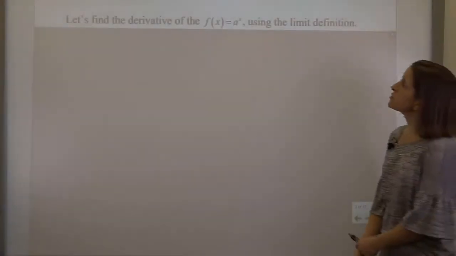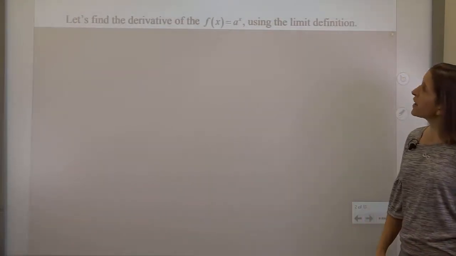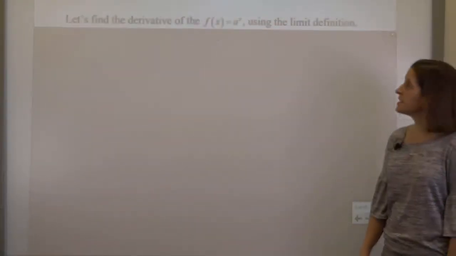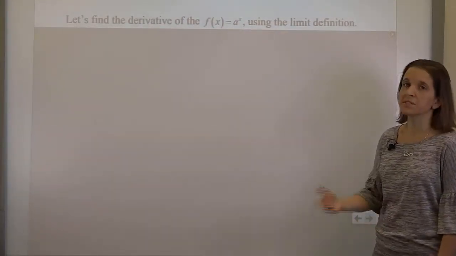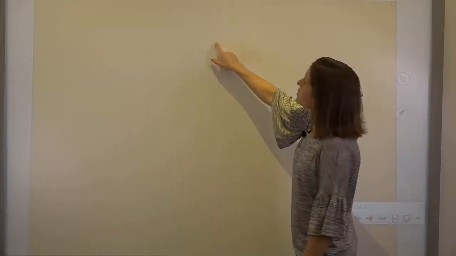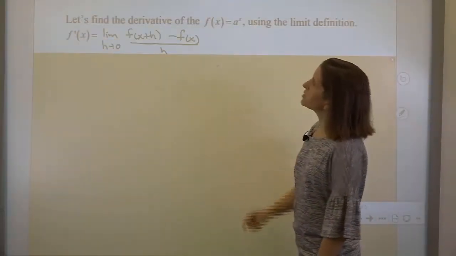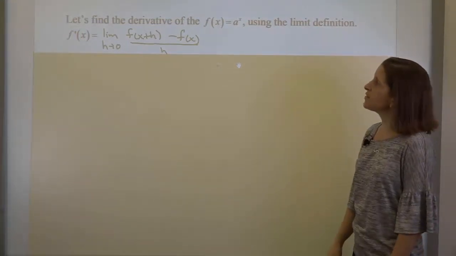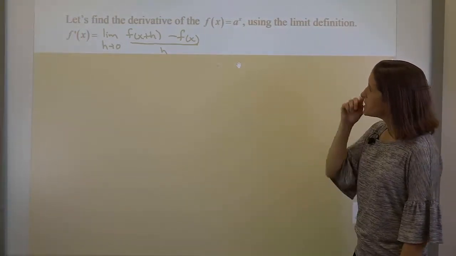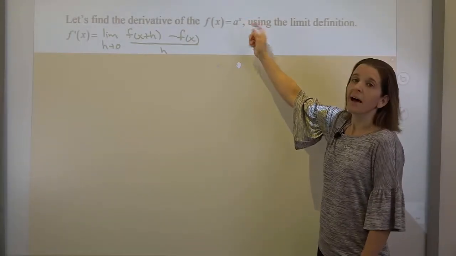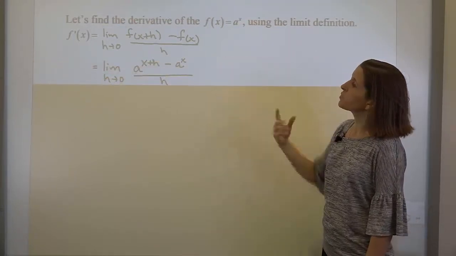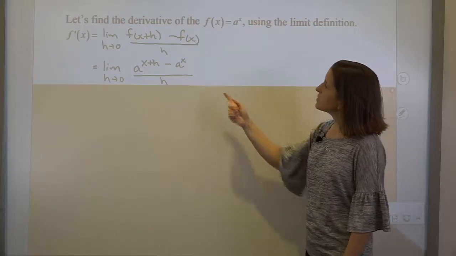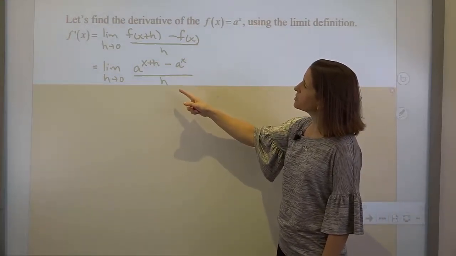So first, let's find the derivative of f of x equals a to the x, where a is a constant. And we're going to do it the long way one more time to see what happens and notice a neat pattern in that. So we would take the limit as h approaches 0 of f of x plus h minus f of x all over h. And what does that look like for a function a to the x? Well, remember, we just replaced the x's with x plus h. So that would be a to the x plus h when we're doing f of x plus h, minus the function, which was just a to the x, all over h.